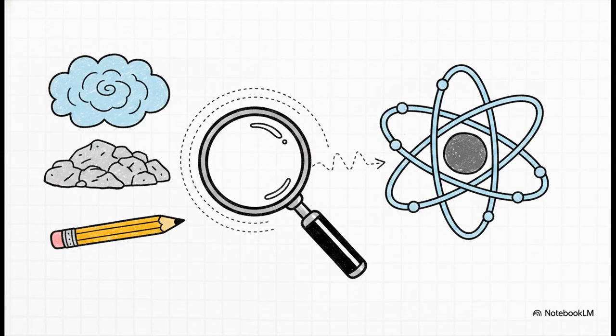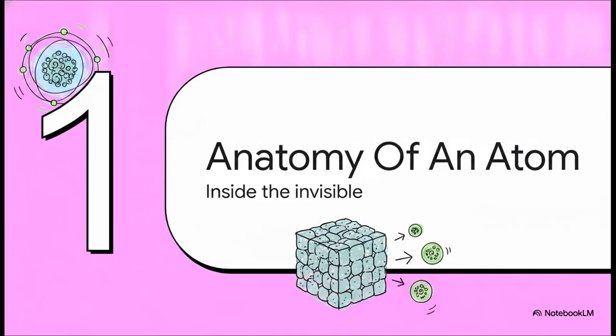Everything around us, from the solid ground we walk on to the oxygen we breathe, down to the graphite in your pencil, is constructed from these invisible building blocks. It's pretty wild when you stop and think about it. The solid, tangible world we interact with every single day is really just a massive, intricate puzzle made of these impossibly small structures. Which brings us to Section 1, Anatomy of an Atom.